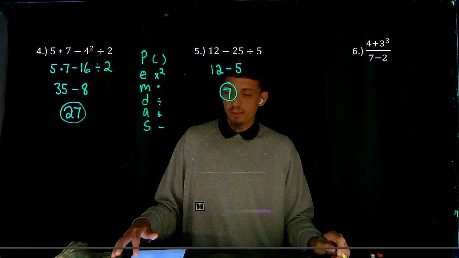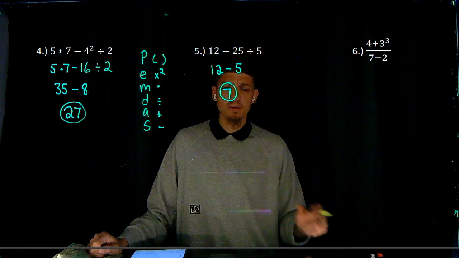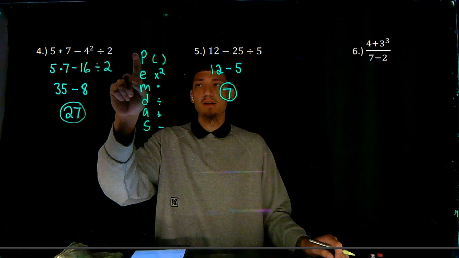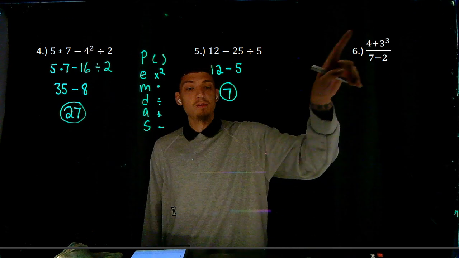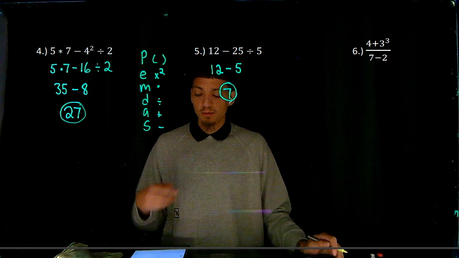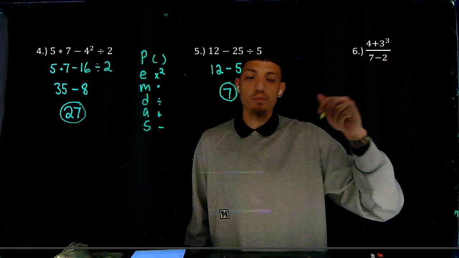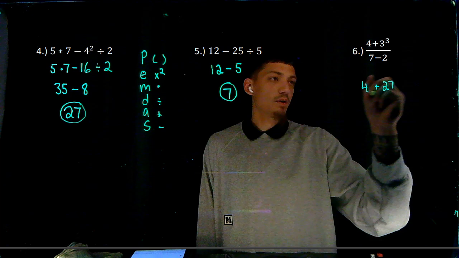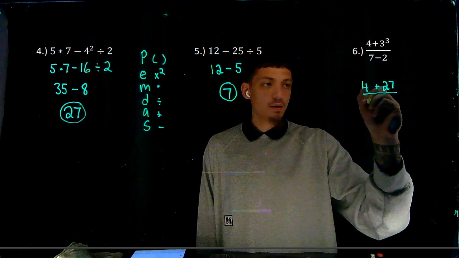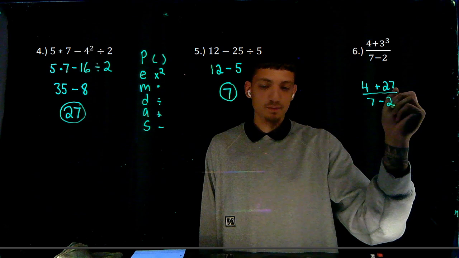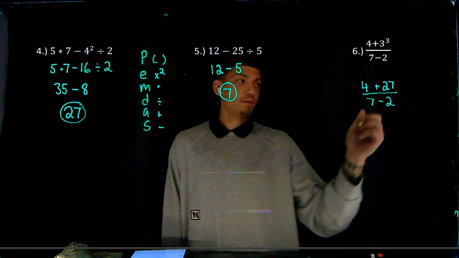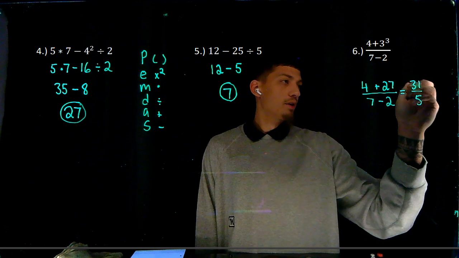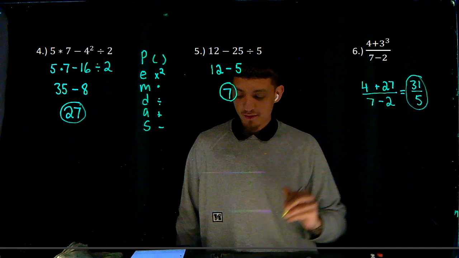Then we have number 6. Again, this is like the problem that we had up here with, I forget which number it was, 1, 2, or 3. So we think about PEMDAS. Do we have anything inside parentheses to solve for? I don't see parentheses here, so we move on to exponents. So we have to evaluate this 3 cubed, which would be 27, because that is like saying 3 times 3 times 3. Then 7 minus 2. So 4 plus 27, 31 over 5. So we're going to go ahead and leave 31 over 5 as our final answer.